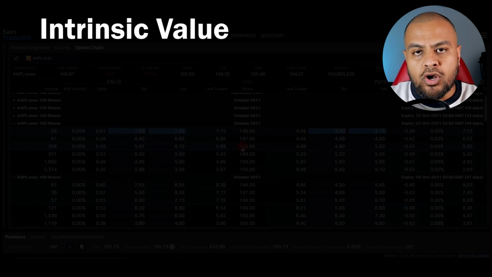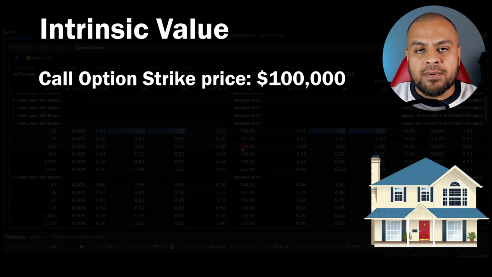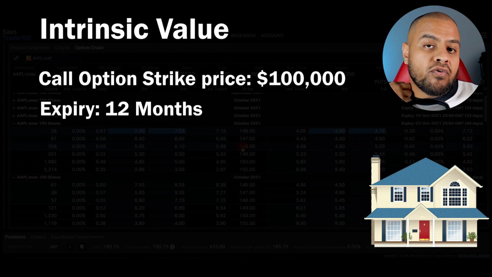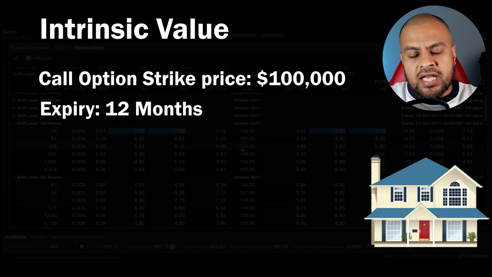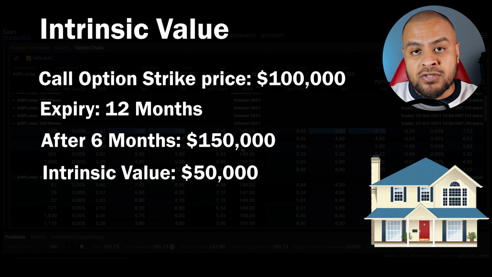Let's say I bought a call option for a house. Remember, a call option is just a contract. Let's say this option's strike price was $100,000 and expiring in 1 year's time. What that means is that contract allows me to buy that house from today's date up to 1 year's time for $100,000. Now let's say after 6 months that house price goes to $150,000. That means my contract has a value of $50,000 because that contract gives me the right to buy the house at $100,000 from any point from now to a year's time.